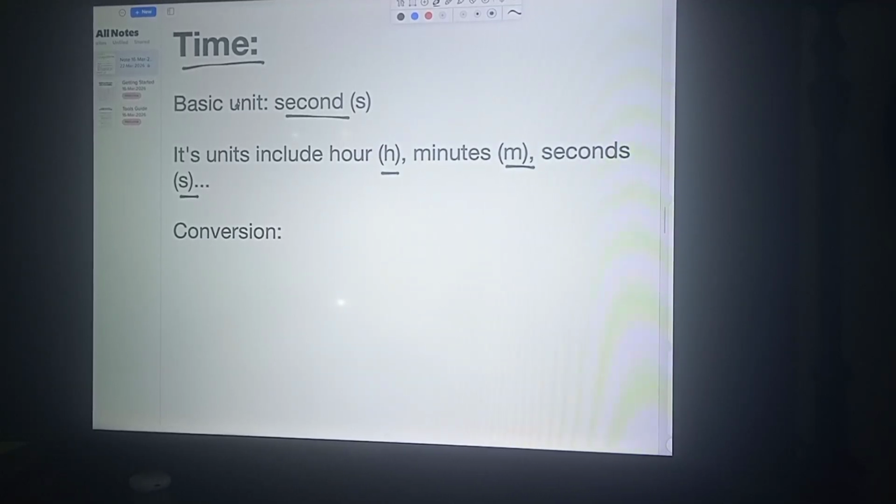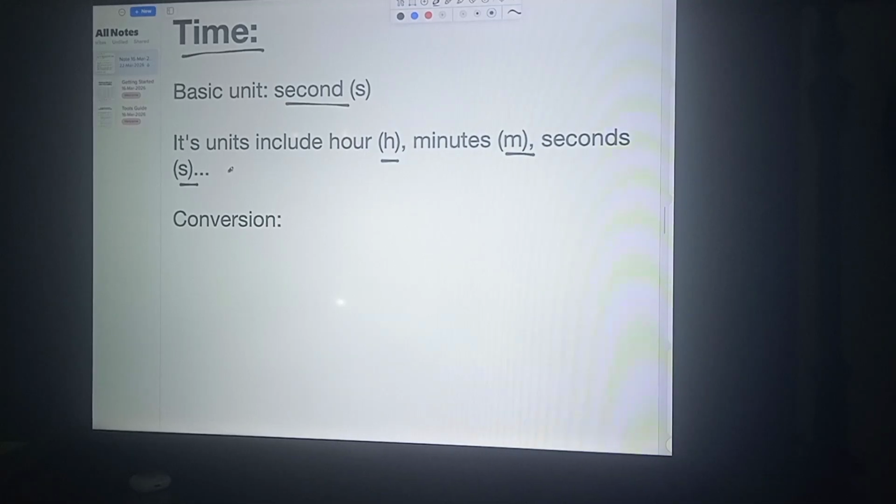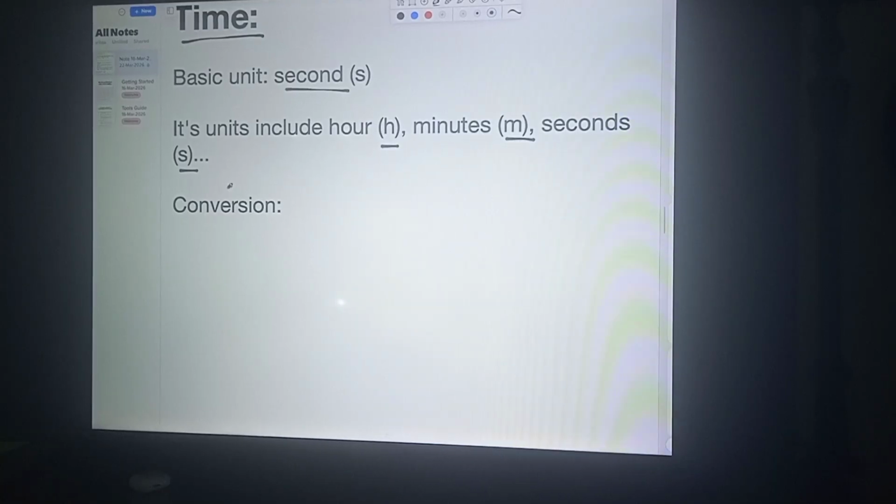So the basic unit of time is second, represented with small s. Its other units include hour, minutes, and there are other units as well, but we are not using them in our routine discussion.